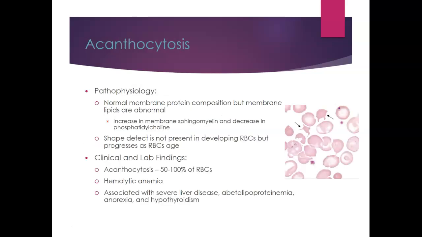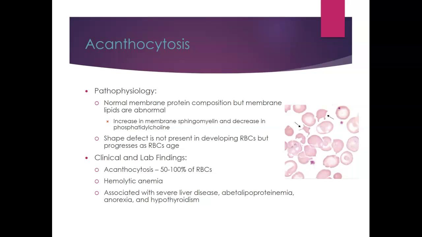The next one, acanthocytosis. These cells are really unfortunate if you look at the shapes of these over here. With this one, there's normal membrane protein composition, but the membrane lipids are abnormal. We have an increase in the membrane sphingomyelin and a decrease in phosphatidylcholine. This causes a shape defect that is not present in developing RBCs, but progresses as the RBC ages.